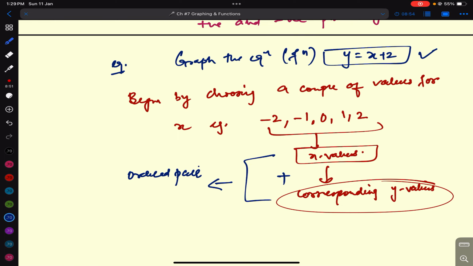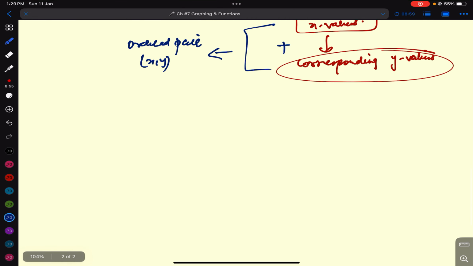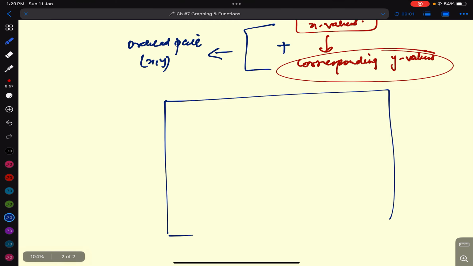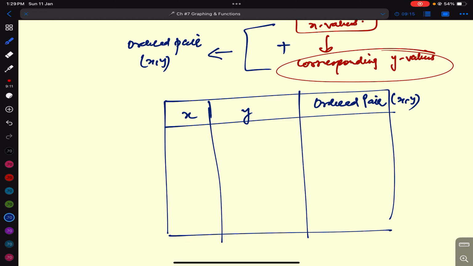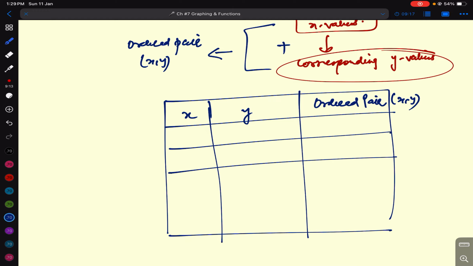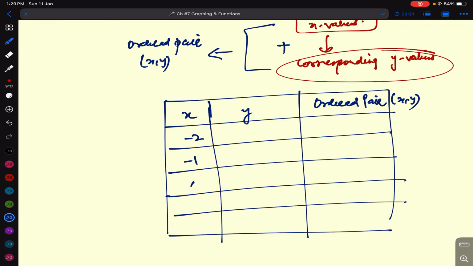By ordered pair, I mean to say x and y. Okay, so let's do that. I'm creating the table here. First is your x, then your y, and then your ordered pair, which is x comma y. So now what are the values that we have chosen? We have chosen 5 values, which are -2, -1, 0, 1 and 2, right?